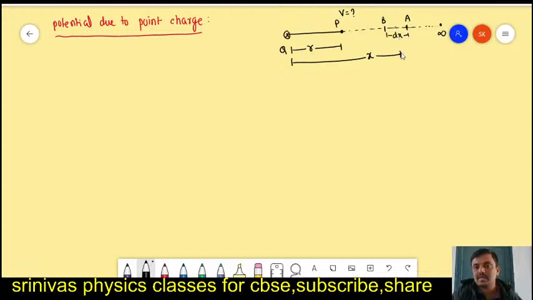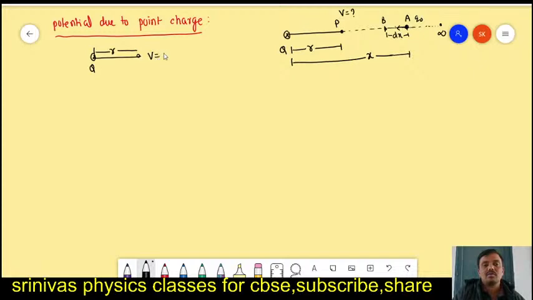At x distance, we are taking some q naught charge. I want to move the q naught charge from A to B. For that I will calculate the work done. And the total work means, actually, the potential due to the point charge. Due to the q charge, I want to find out the potential. From the q charge at a distance r I want to find out the potential.